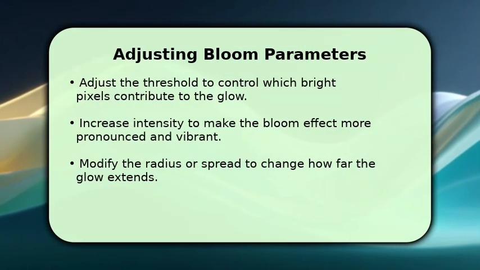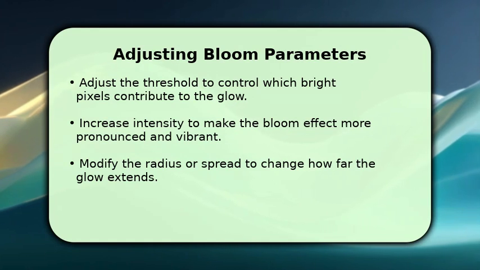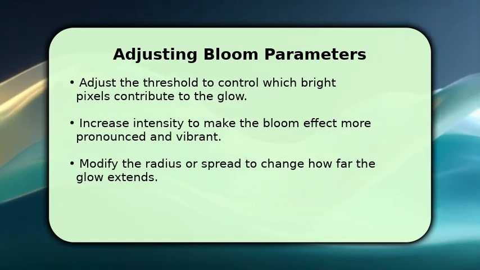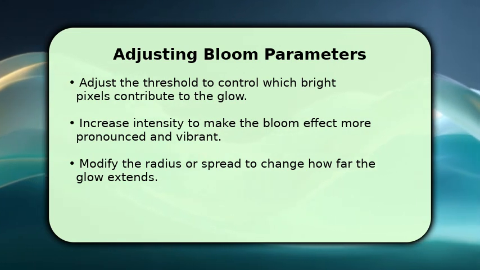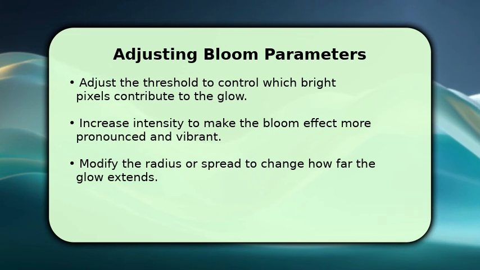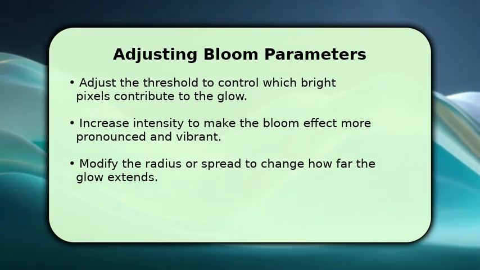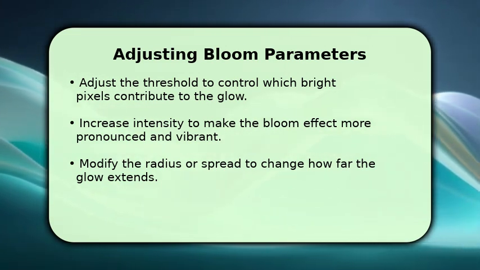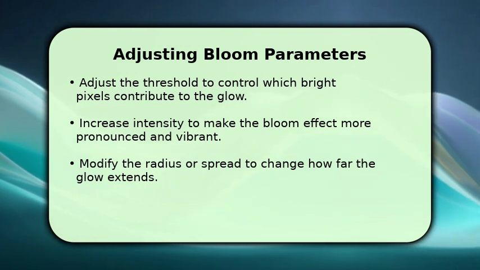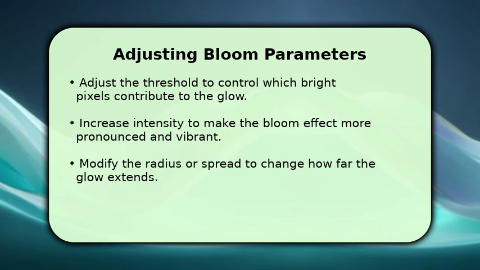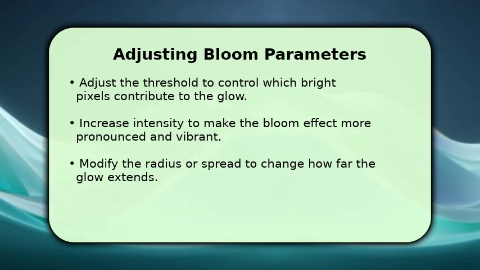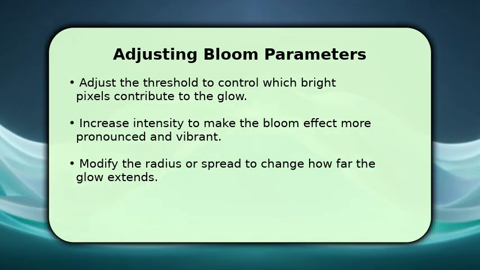Now, let's fine-tune the bloom. The threshold setting determines which pixels are bright enough to trigger the effect. A lower value means more areas will bloom. Adjust the intensity to control the strength of the glow, typically ranging from 0 to 100%. The radius or spread parameter dictates how far the bloom extends from its source. Experiment with these 3 key settings to achieve your desired visual outcome.